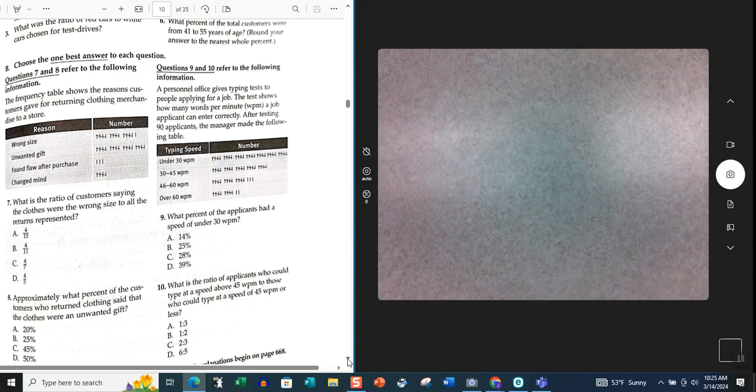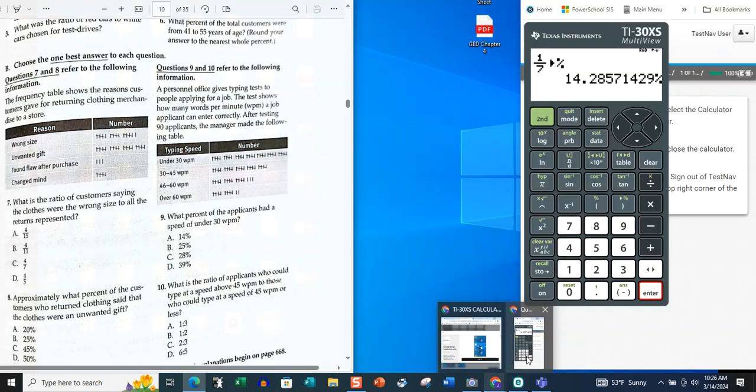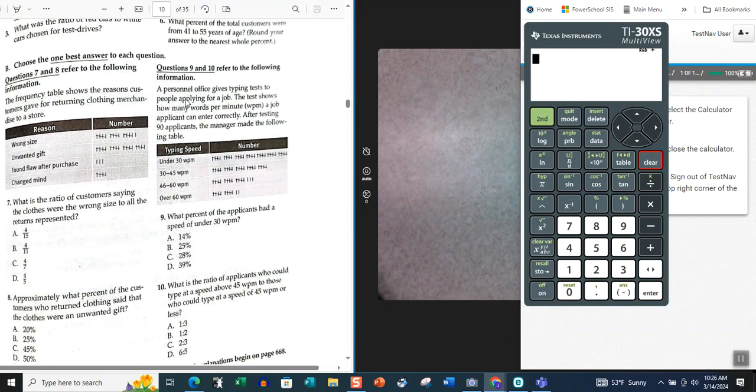Okay, so first of all, I want to take our calculator here. Now you can write this down if you want to, which is fine. But I want to total up all of these so we could get the total amount of all returns. So for wrong size is 16. For the unwanted gift, that's 20.